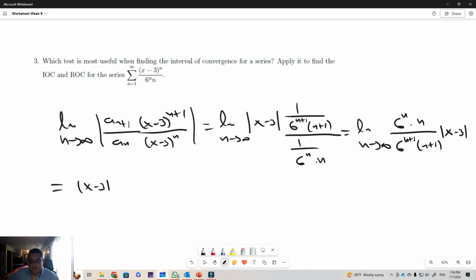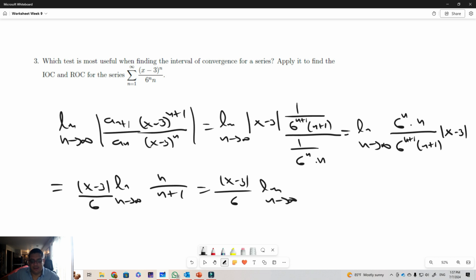Now I can see this as the absolute value of x minus 3, limit when n goes to infinity, and then simplify 6 to the n with 6 to the n plus 1. It's just going to be 1 over 6, so I'm going to put down that 6 here, and I'm just going to be left with n over n plus 1, which is clearly going to one when you apply L'Hopital's rule or when you simplify your limit by factoring out n. So let me just do that here. This is the absolute value of x minus 3 over 6, limit when n goes to infinity of 1 over 1 plus 1 over n. And this is just the absolute value of x minus 3 over 6.